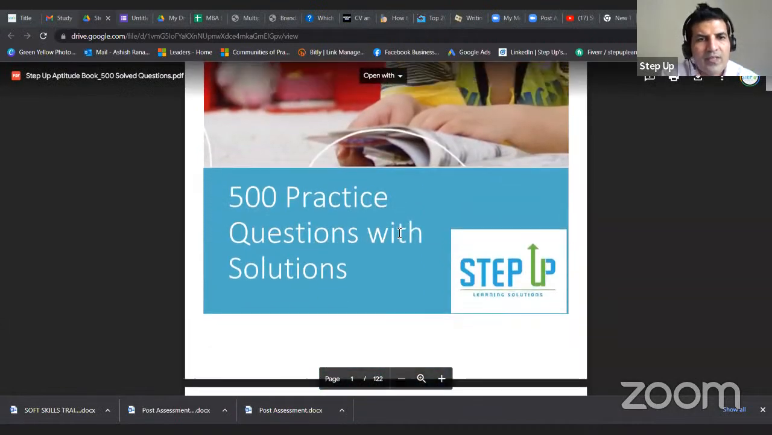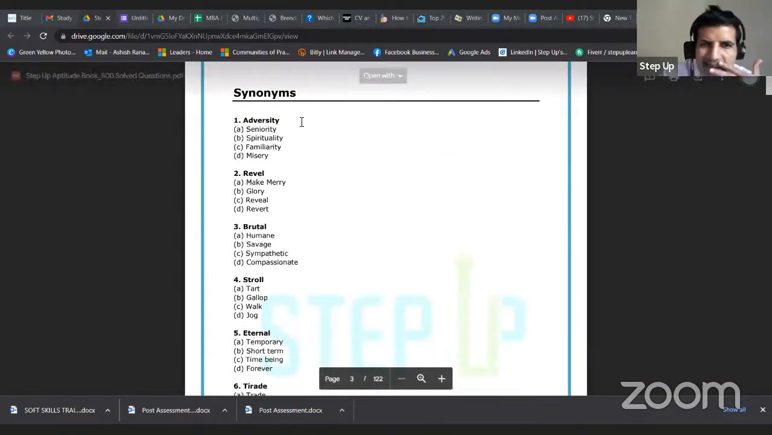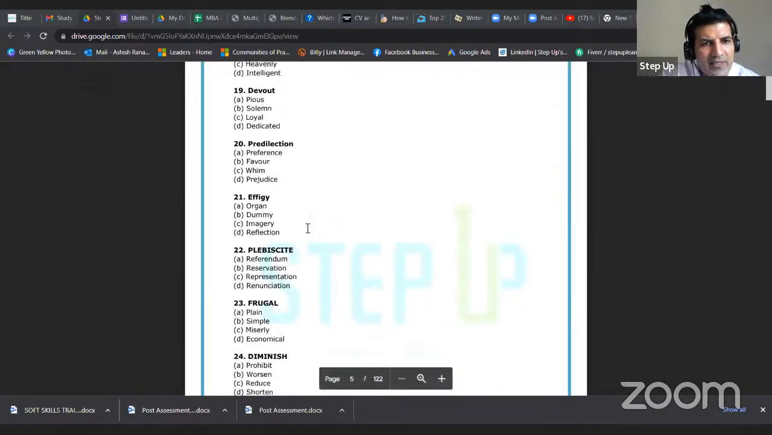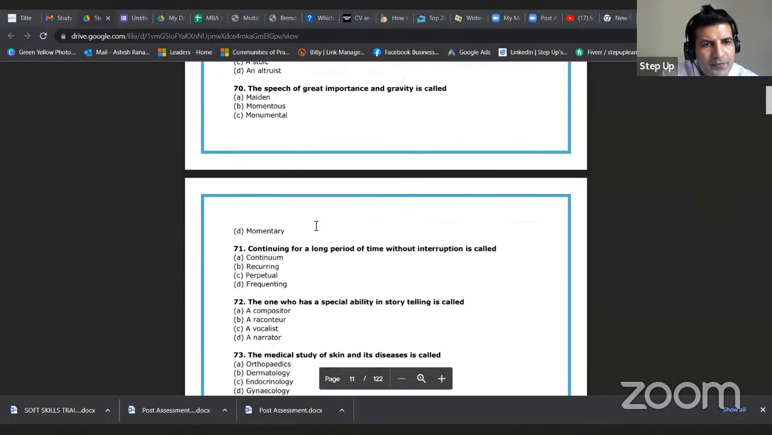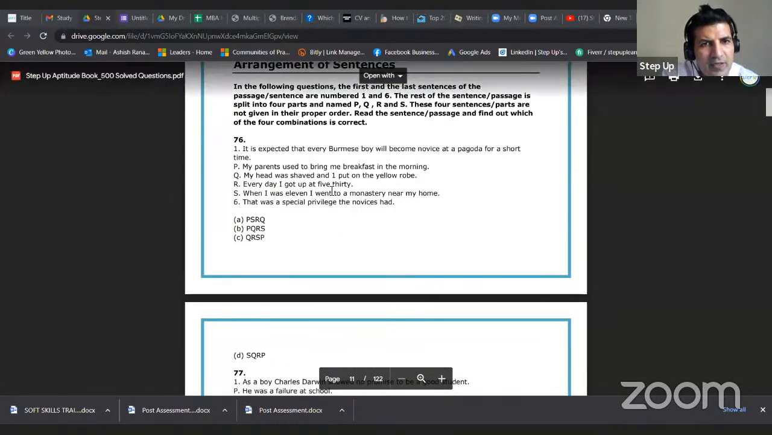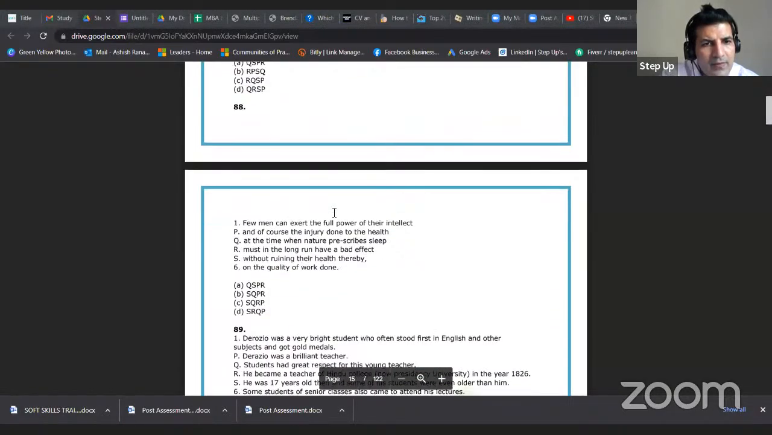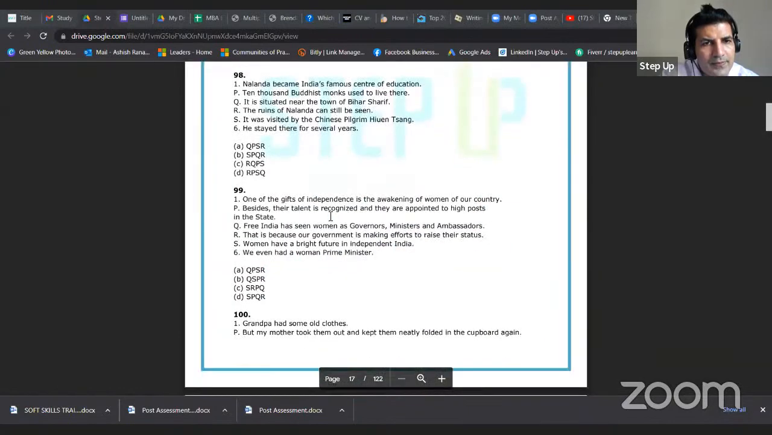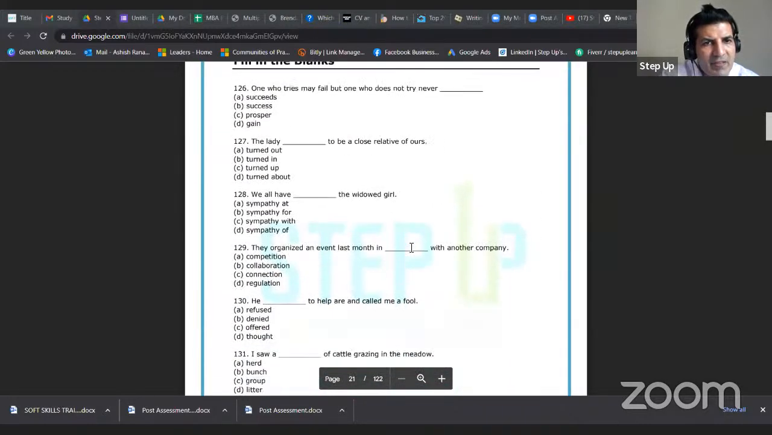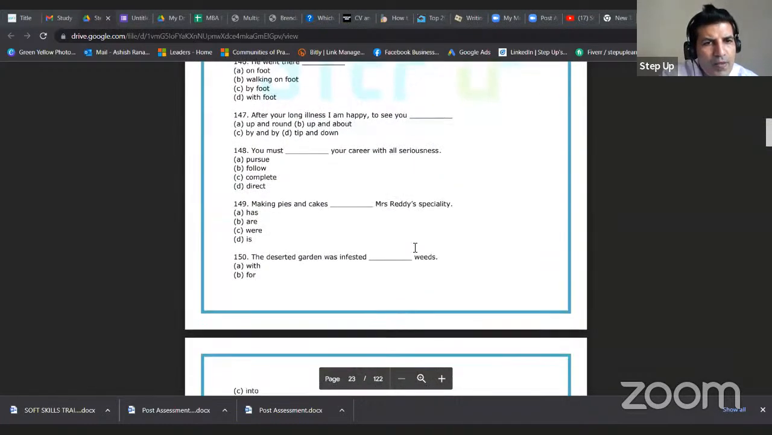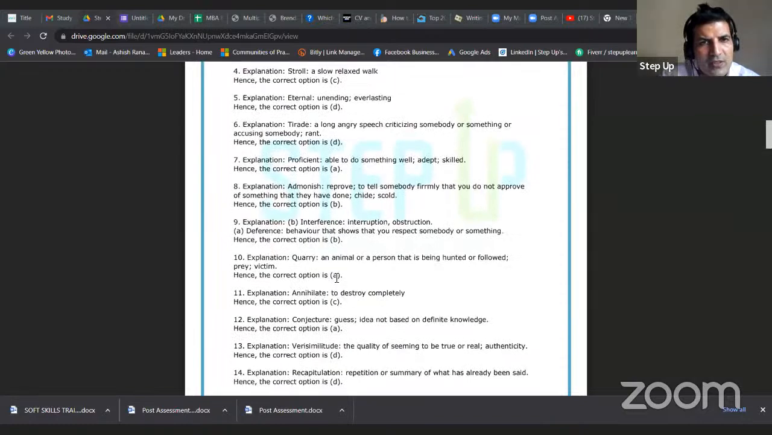Can you see this book? These are 500 practice questions with solutions, verbal ability. You can go through this book, write synonym questions, as you can see. These questions are there. These are some practice verbal para jumbles also. Different kinds of questions are there. Idioms. Fill in the blanks. And then these are the solutions so that you can check your answers, whether they're correct or not, and do more research. Make sense?